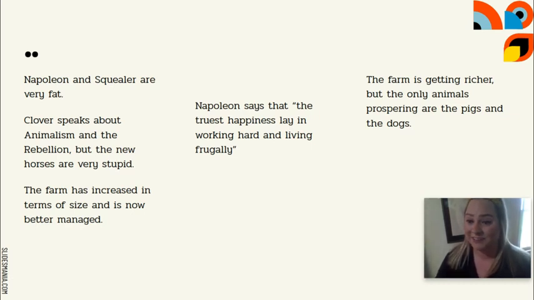The farm also itself has increased in size and it is better managed. You know, they've ironed out the kinks. The farm is turning a profit. Their mill is milling corn and getting a lot of money from it. However, the animals, besides the pigs and the dogs, are seeing no benefit from this.